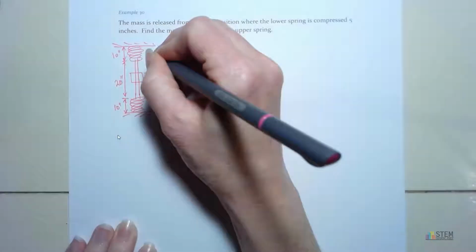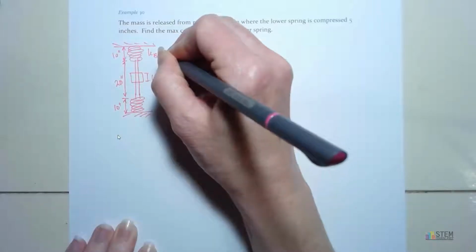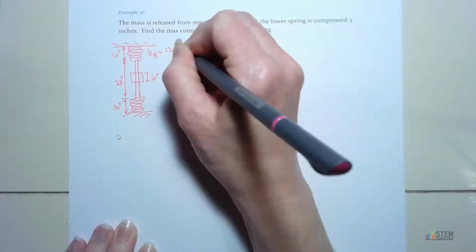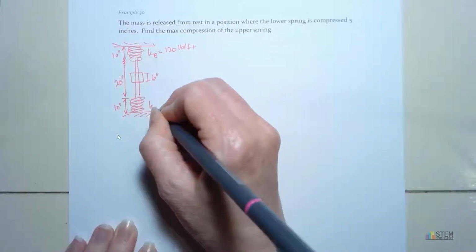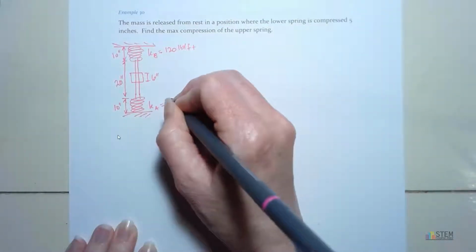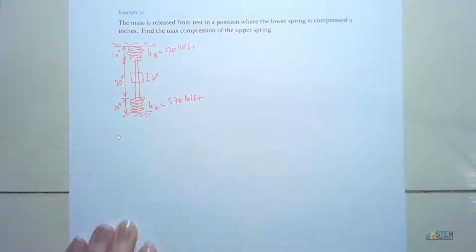Now our spring constants. For this one up here, let's call this spring B. This one is going to be 120 pounds per foot. This one at the bottom, let's call it KA, that is going to be 576 pounds per foot. All right, so that is the scenario.